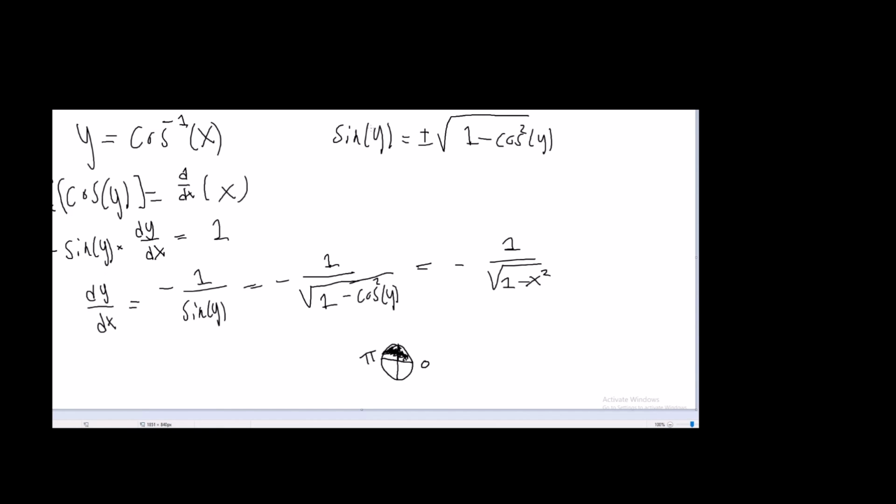So of course, sine of whatever angle this is should always be positive. So you can ignore the negative part of this. And therefore, we only have to worry when this is positive and we take the negative of everything. So the answer is always equal to negative 1 over the square root of 1 minus x squared.